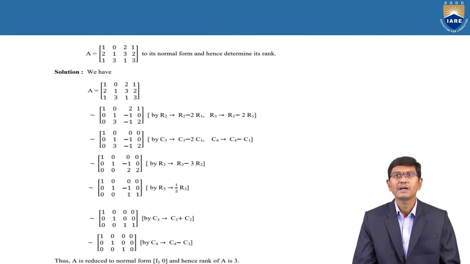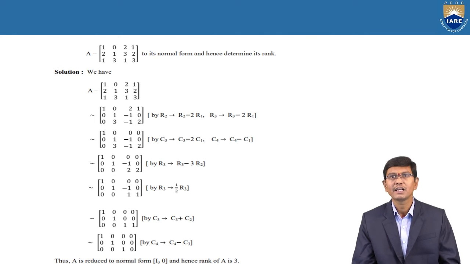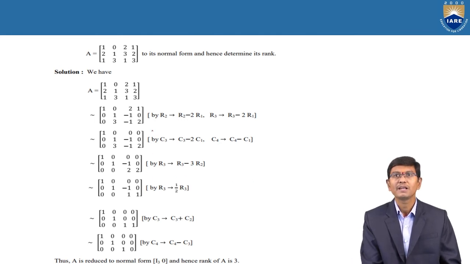Next one: reduce the matrix to normal form and also find the rank of the matrix. The given matrix is 3 by 4, and the elements are 1 0 2 1, 2 1 3 2, 1 3 1 3. Here also, the first row, first column element is already 1. With the help of this, we want to change the 2 to 0 and the 1 to 0 using the first row, first column element. By doing the operations R2 minus 2R1 and R3 minus 2R1, the values are changed to 0 1 minus 1 0, and 0 3 minus 1 2.